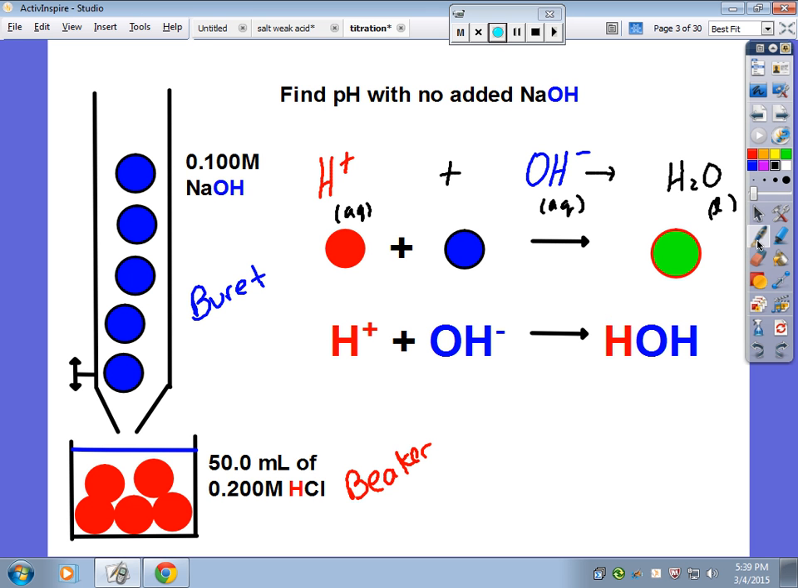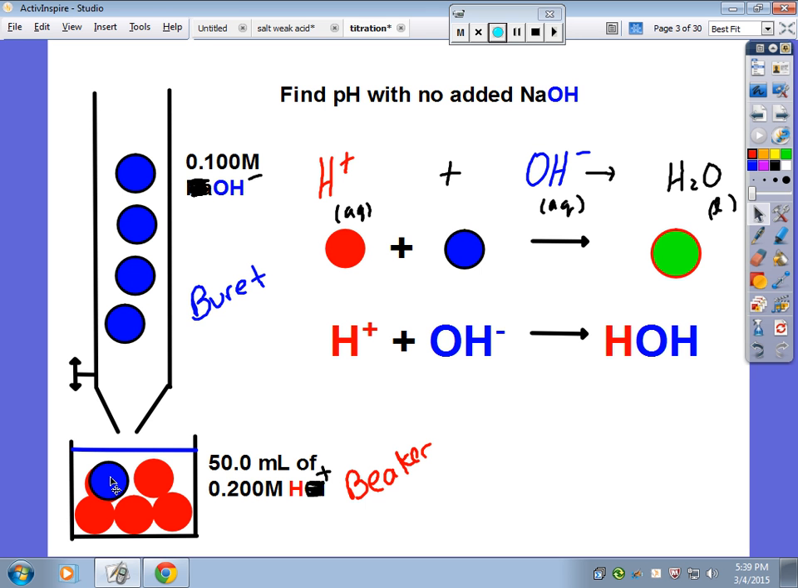So really, truly, when I look at this, I'm going to ignore the sodium, even though it's there. I'm going to ignore the chloride, even though it's there. And I'm going to look at H plus and OH minus, and that's what's going on. And what we're going to do, step by step on each of these, is the little blue dots are going to drop into this beaker. The hydroxide ions are going to drop in there.